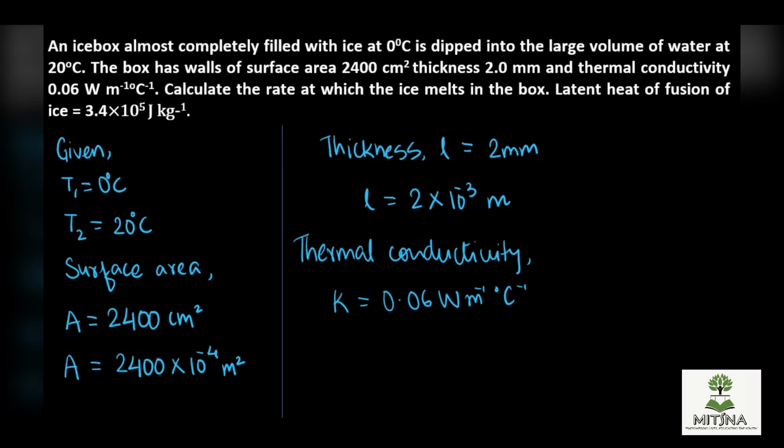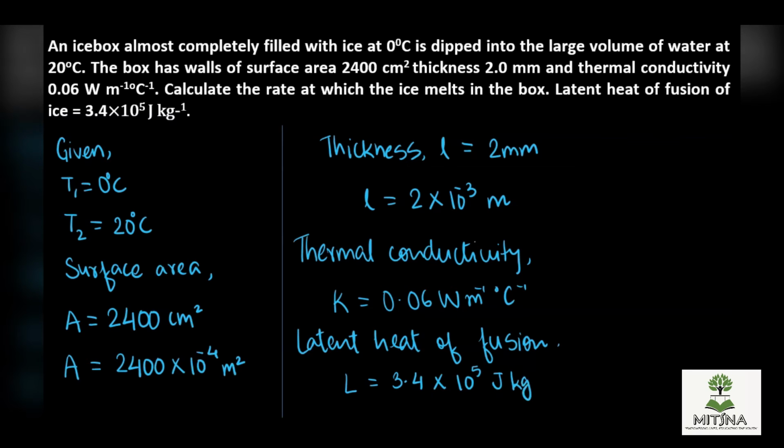And finally, we are given the latent heat of fusion. Let us consider the latent heat of fusion to be equal to L, and its value is equal to 3.4 multiplied by 10 to the power 5 joule per kg. The latent heat of fusion is the change in enthalpy of any amount of a substance when it melts. So these are the given parameters.